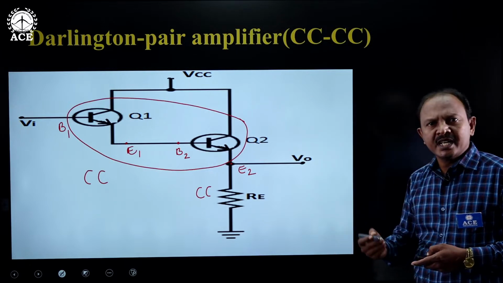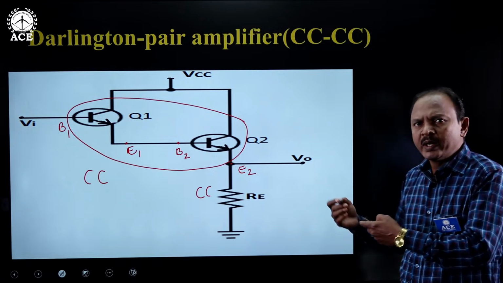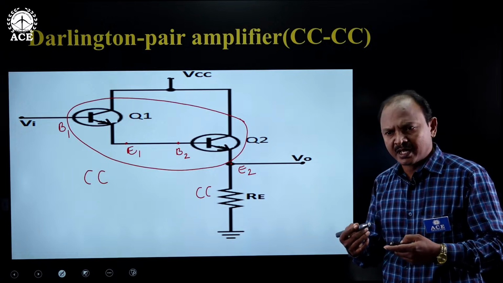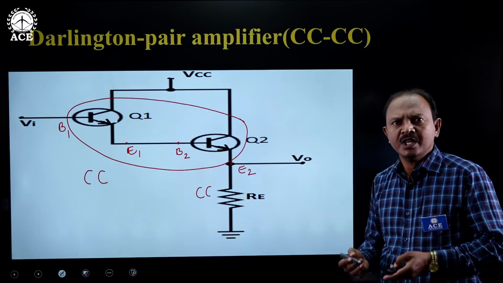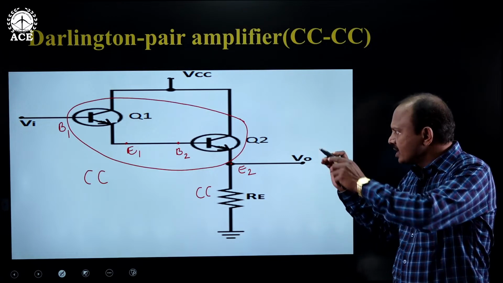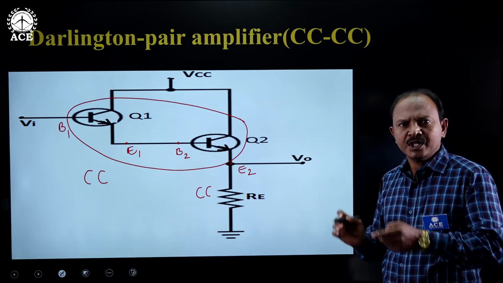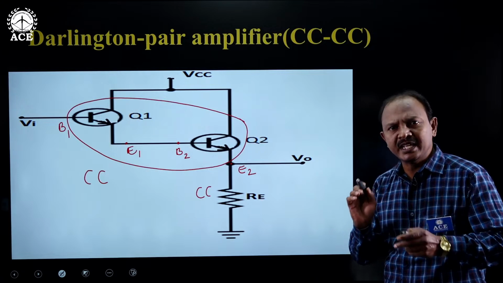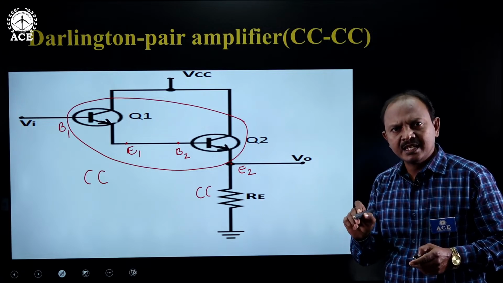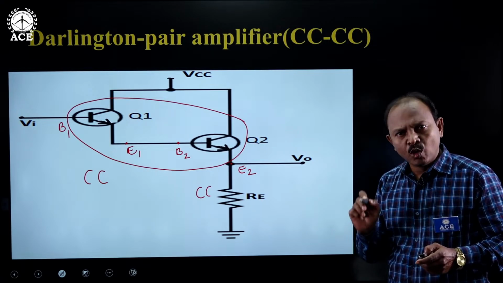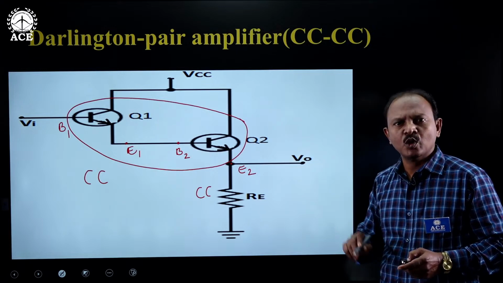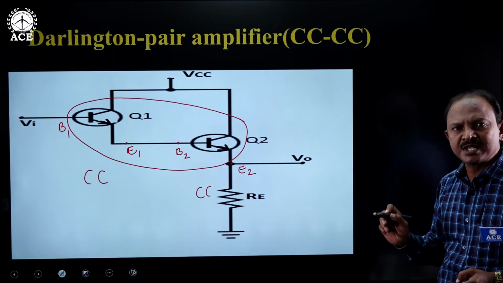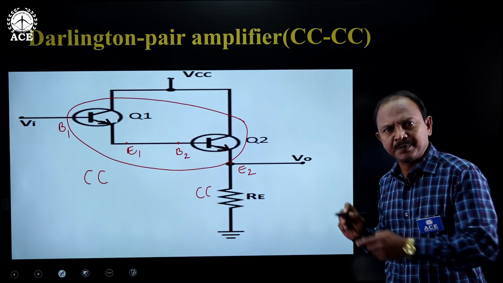Now in order to explain how a Darlington pair amplifier can be used as a voltage buffer in real-time applications, you have to analyze the total amplifier. You have to analyze the total amplifier, and finally you have to obtain equations for voltage gain, input resistance and output resistance in this amplifier. Overall voltage gain, overall input resistance and overall output resistance equations you are supposed to obtain.